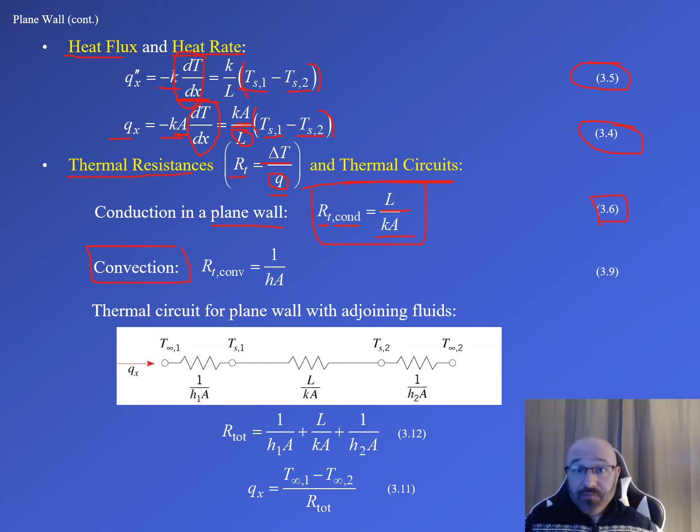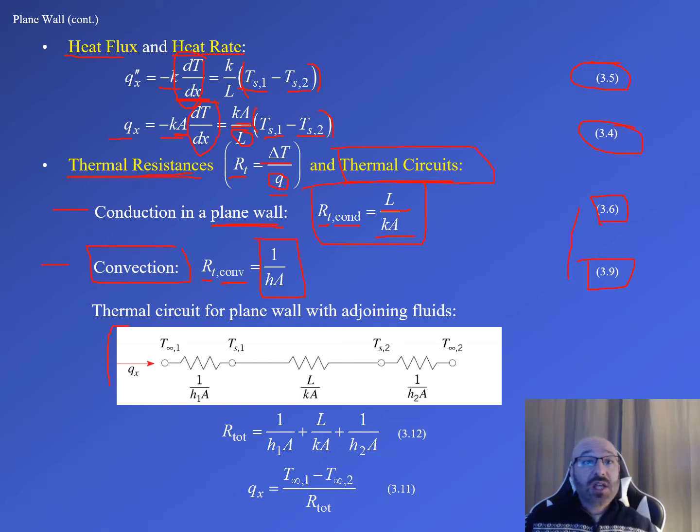You can see I changed my index again: R sub T for thermal resistance, but now I'm dealing with convection, so I put comma CONV for convection, and that's given by the relationship shown by 3.9 in our textbook, where we have 1 over hA. So again, these are 3.6 and 3.9 from our textbook for thermal resistances for both conduction and convection when dealing with a plane wall. What we're going to do now is utilize these relationships for conduction and convection for the plane wall in order to create what we're calling a thermal circuit down here.